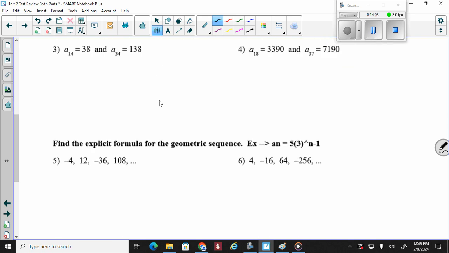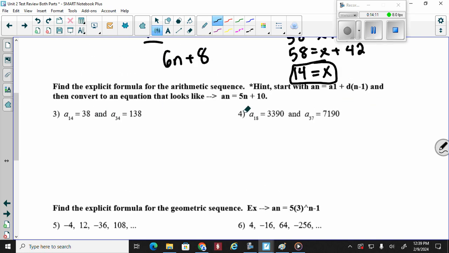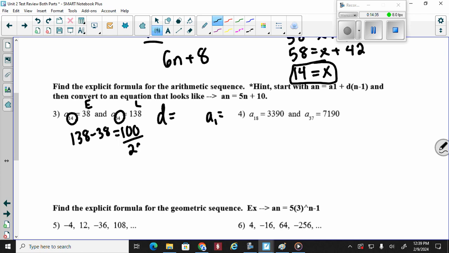All right, so in question number 3 and 4, you're having to find your common difference because I'm not given it, and then you have to find your first term, A of 1. For question number 3, first find the common difference. Subtract the earlier from the later, 138 minus 38, which gives me 100. I'm at the 14th term and the 34th term, so I divide by 20. That means my common difference is 5. Now I'll use the smaller number to figure out my first term, because I like smaller numbers.